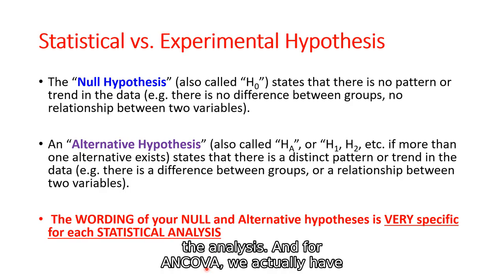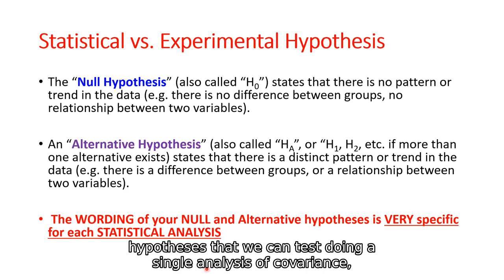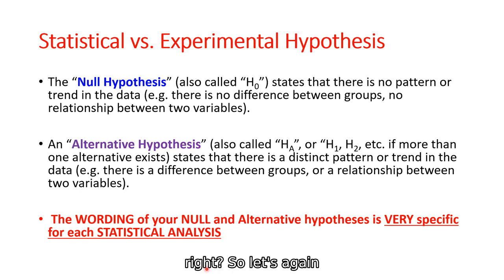And the wording for these is specific to the analysis. And for ANCOVA, we actually have probably 3 real sets of null and alternative hypotheses that we can test doing a single analysis of covariance, right?